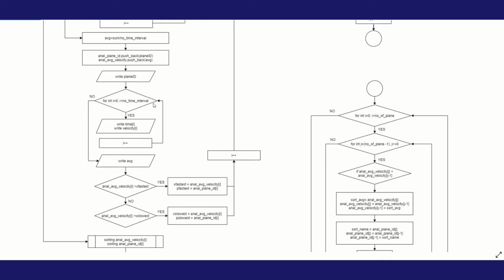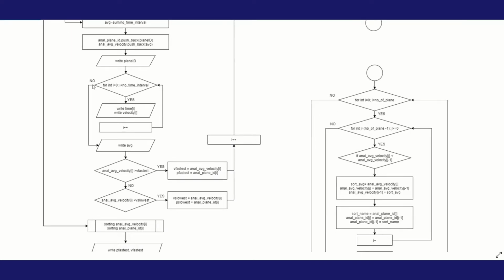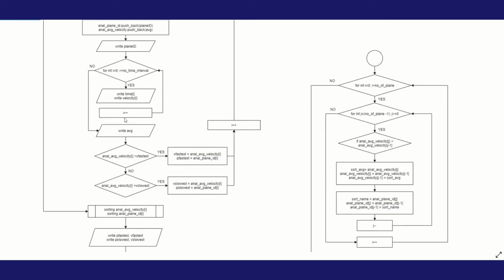If the condition is true, this loop is basically just to display the output of our calculation before. We're going to use the for loop to write the output based on this condition, and then we write the time, and we also write the velocity. And then it is going to exit the loop again, and then we're going to write the average velocity for the first plane just now.